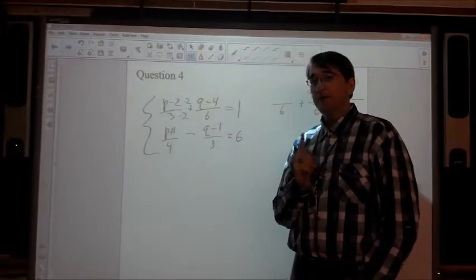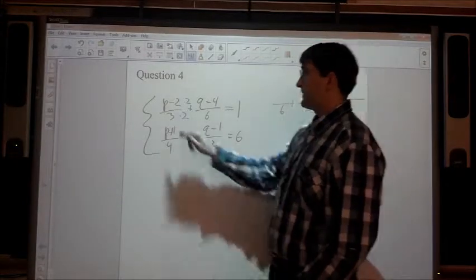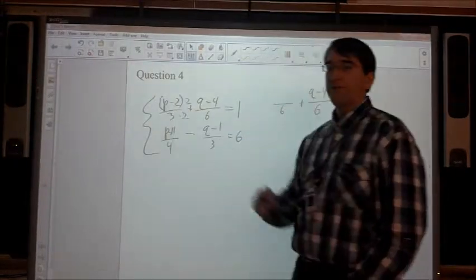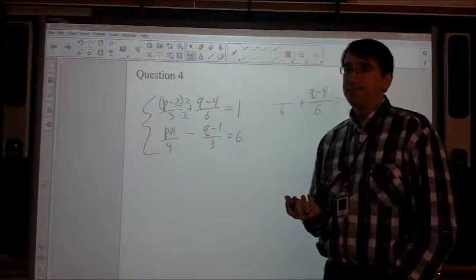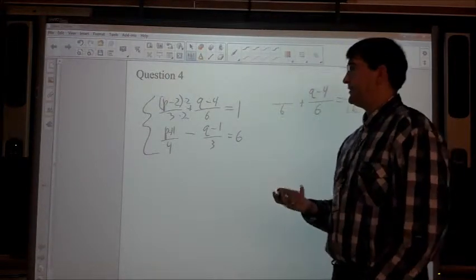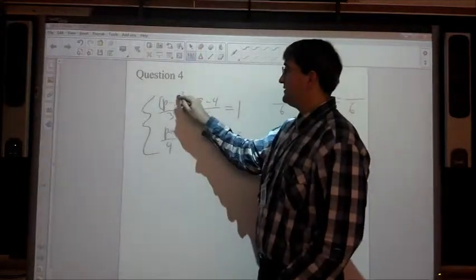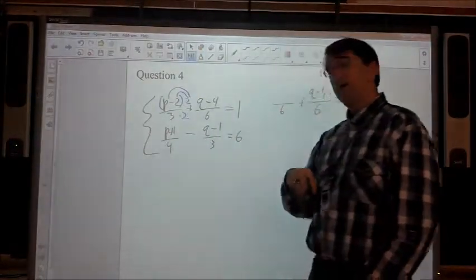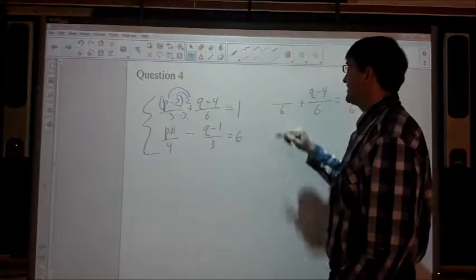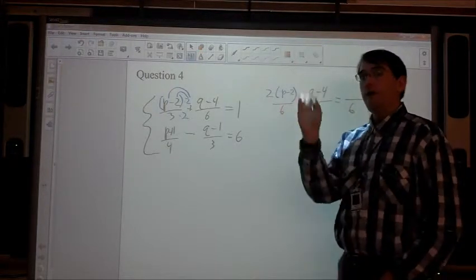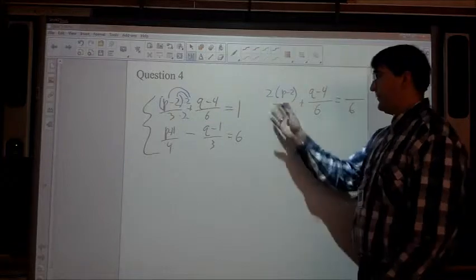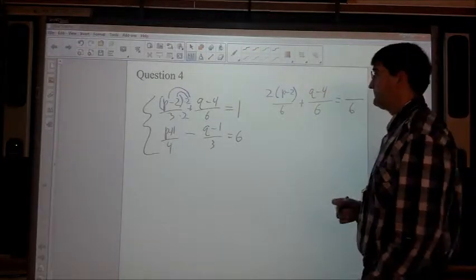Here's the mistake that a lot of people make. They forget that there's parentheses. Even though they're not actually written there, they're implied. The parentheses are a part of that problem, which means that we need to distribute that 2 across that numerator. We actually have 2 times p minus 2, all up in that numerator, the whole thing.